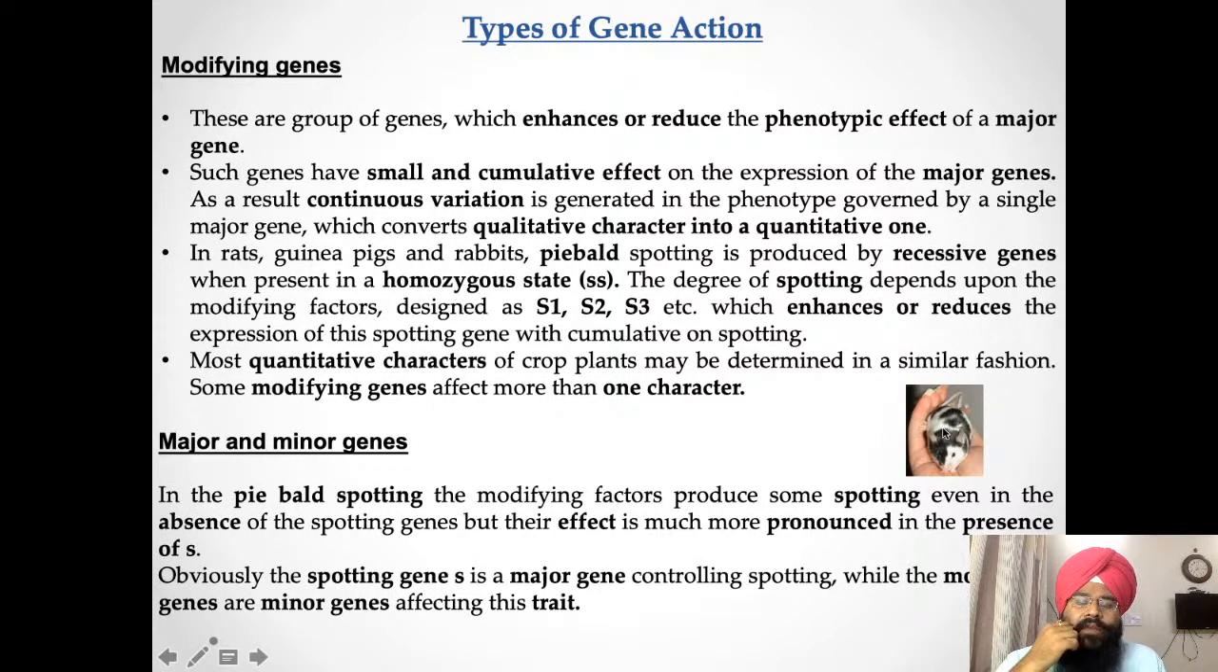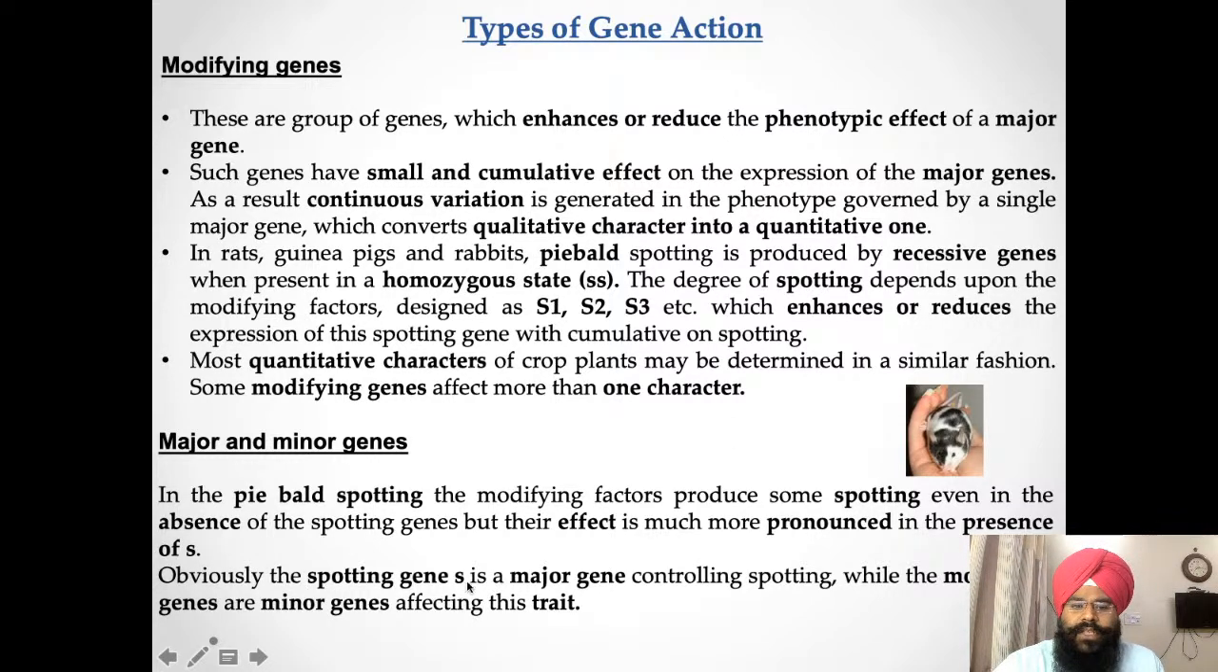So most quantitative characteristics of crops may be determined in a similar fashion. Some modifying genes affect more than one character. In piebald spotting, the modifying factors produce some spotting even in the absence of spotting genes, but the effect is much more pronounced in the presence of small s. So as I discussed, how much small s is present determines the effect of your piebalding.